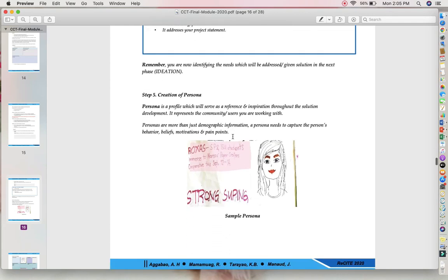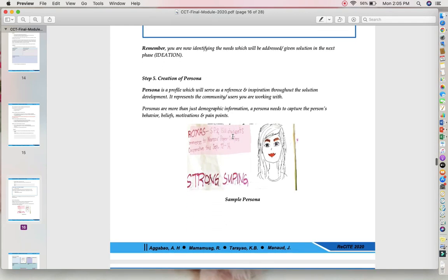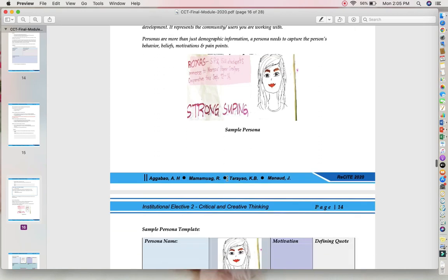And step 5 is the creation of persona. A persona is a profile which will serve as a reference and inspiration throughout the solution development. It represents the community or the users you are working with. Personas are more than just demographic information. A persona needs to capture the person's behavior, beliefs, motivation, and pain points. Like this sample persona, Strong Suping, which describes the community which is strong.